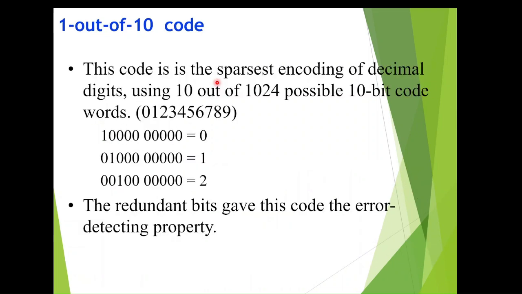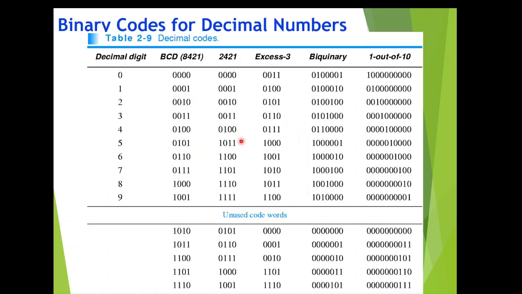Another weighted code is 1 out of 10 code. As you see here, it is 0, 1, 2, 3, 4, 5, 6, 7, 8, 9. These are the weights. So obviously for 0, I will be just putting 1 followed by 9 zeros. Similarly for 1, the second bit is 1, and the remaining are all 0. Similarly 2, like that. So this is the consolidated summary of the codes we had discussed: 8421 code, 2421 code, then biquinary code, 1 out of 10 code.